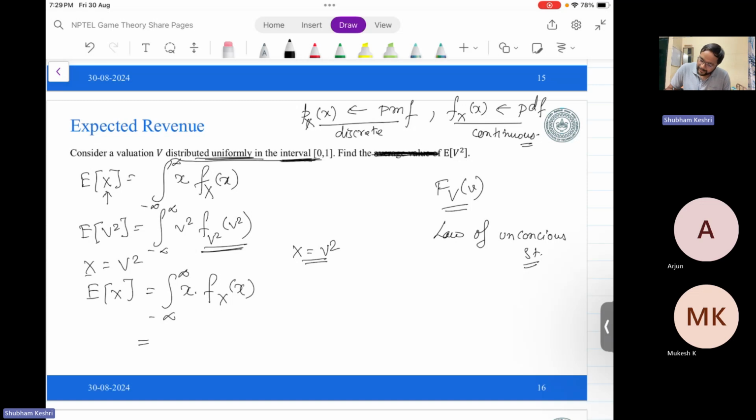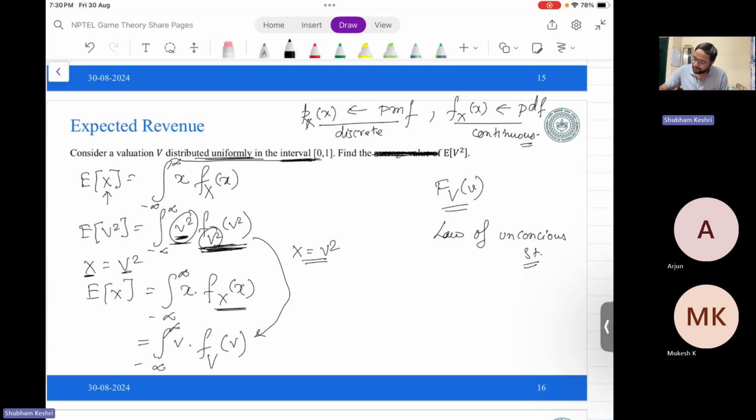It says that if you have a random variable x, which is a function of another random variable, you don't need to obtain these kinds of distributions. You can just use the distribution of the previous random variable. Instead of v square, you just write v and use the distribution of capital V of v. So you don't have to go to v square and all those things. You're changing this also and this also. When you do that, you can easily obtain the expected value of x.